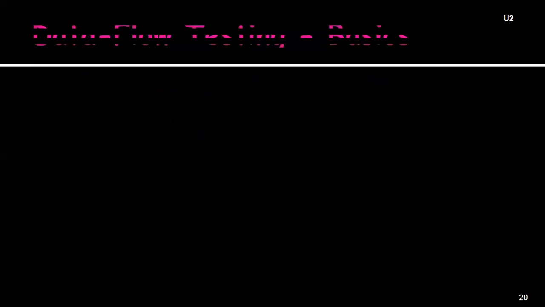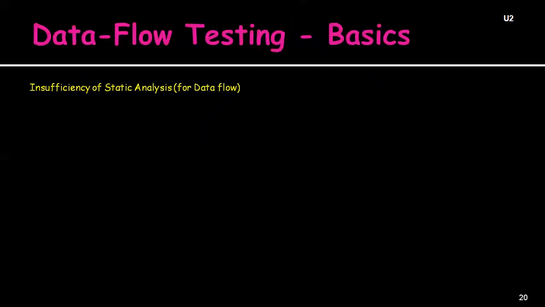Okay, so here, whenever we do data flow testing, the insufficiency of static analysis has to be considered. So for data flows, the insufficiency of static analysis can be because of dead variables. Although it is often possible to prove that a variable is dead or alive at a given point of the program, the problem may be unsolvable.